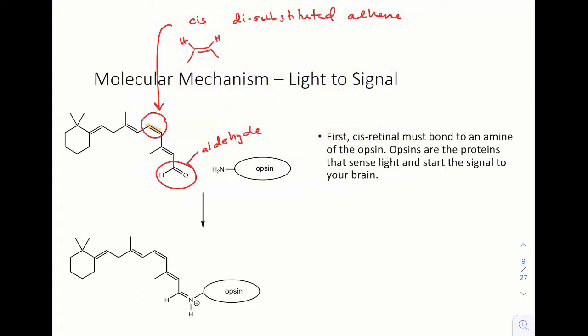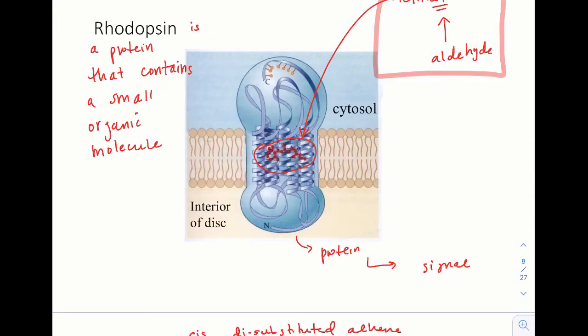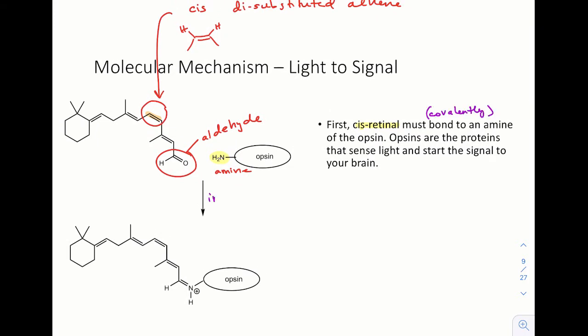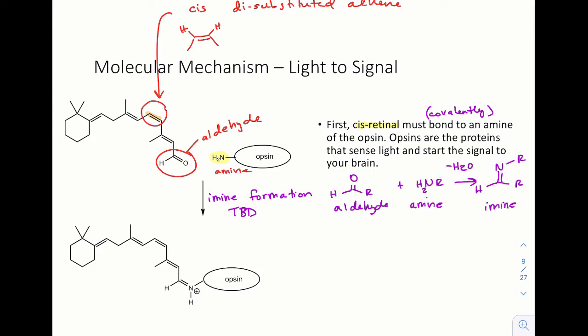The first thing that happens is that cis retinal must bond to an amine of the opsin. So it actually covalently bonds to the protein. So there's some amine side chain, and that is going to bond to the retinal. Now this reaction is part of what's called imine formation, which we will learn about later in the semester. So TBD, don't worry about the chemical reaction going on right there, but we do have the aldehyde plus some amine will generate what's called an imine, and this does so with loss of water.